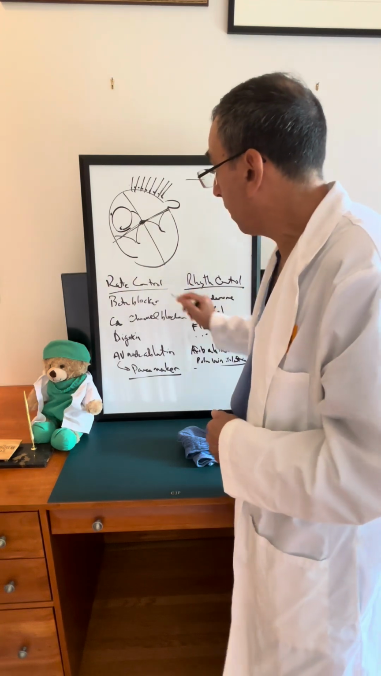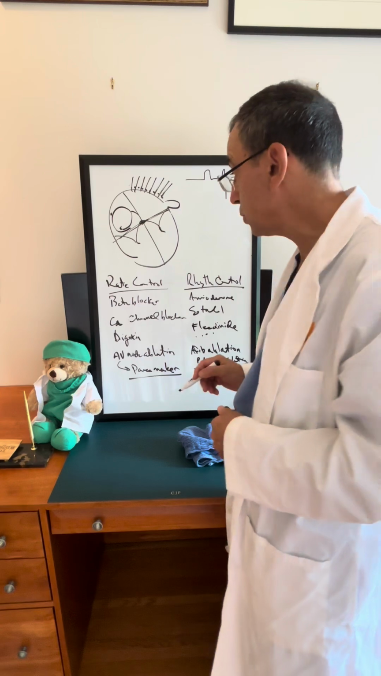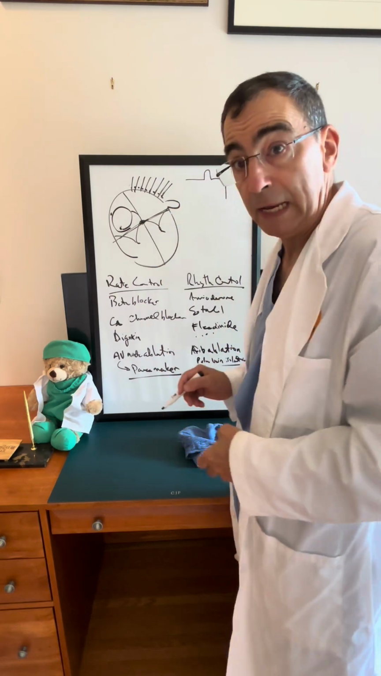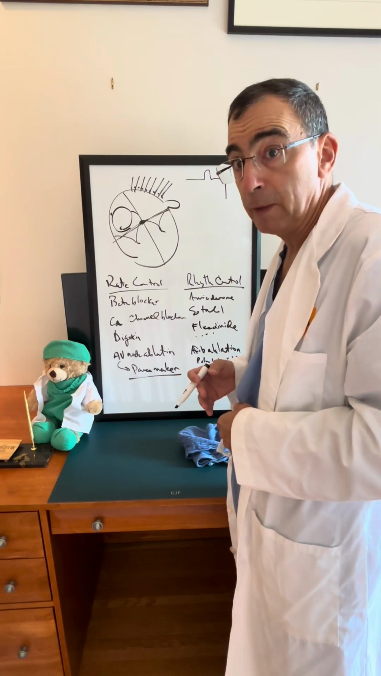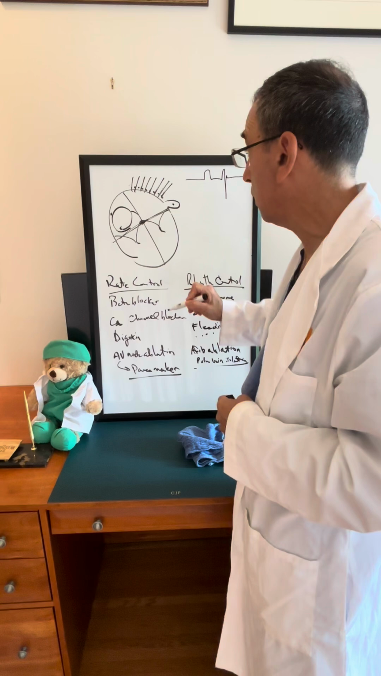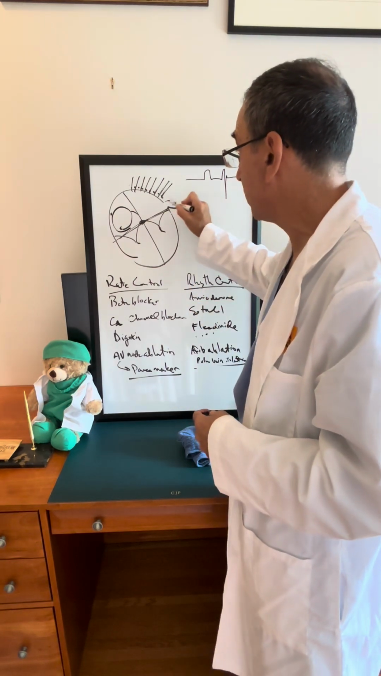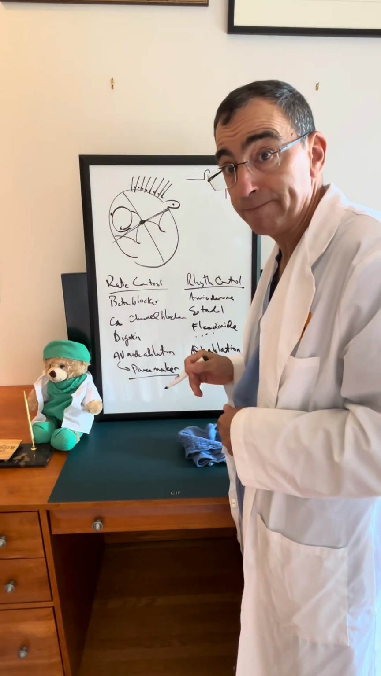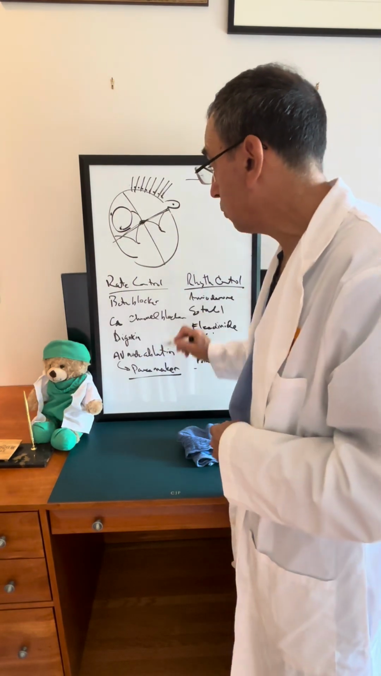Rate control is oftentimes the first step when someone presents with atrial fibrillation, especially if we don't know how long they've been in atrial fibrillation. We don't want to convert you to a sinus rhythm if we don't know how long you've had atrial fibrillation, because you may have a clot sitting here. And we don't want you to convert into a sinus rhythm and then have this appendage kick out that clot. So first step, anticoagulate, as I mentioned, and rate control.